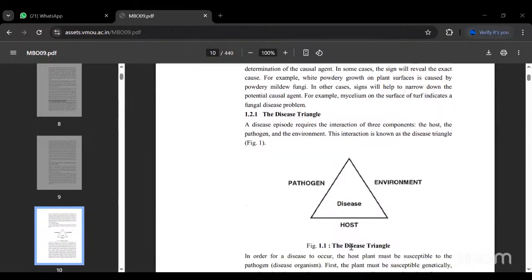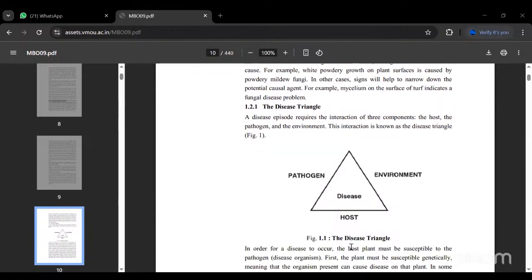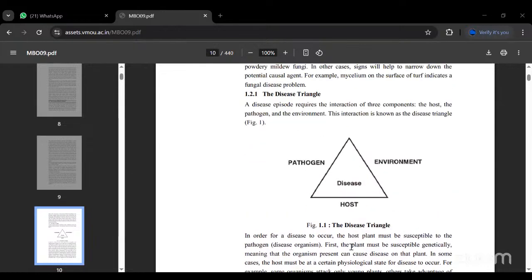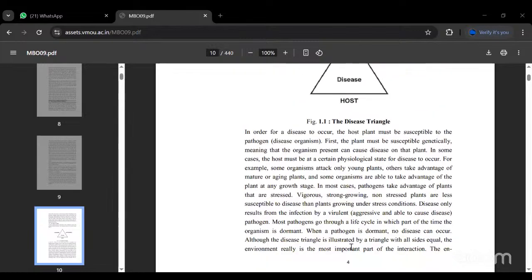This is the triangle for plant disease. A disease episode requires the interaction of three most important components. The first component is the host. The second component is the pathogen. The third one is the environment. These three cause the diseases of the plant. The interaction is known as the disease triangle.